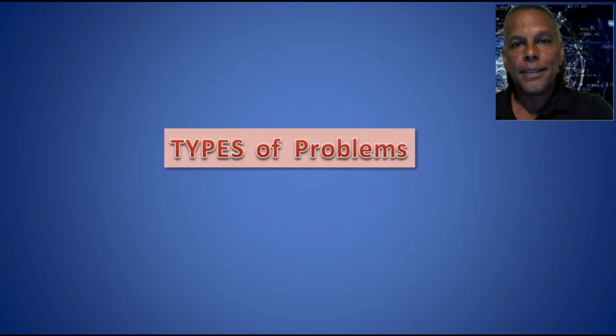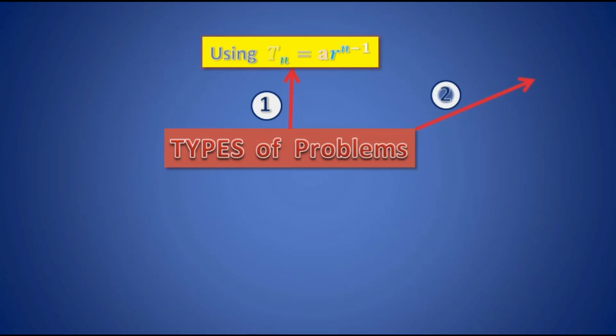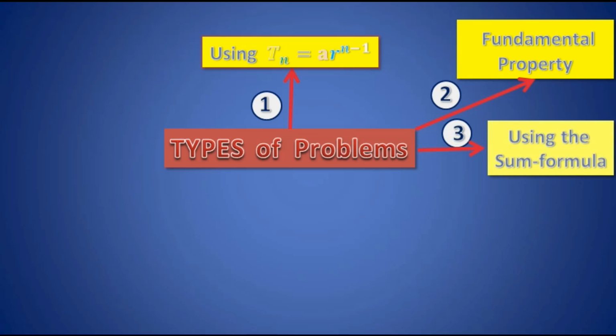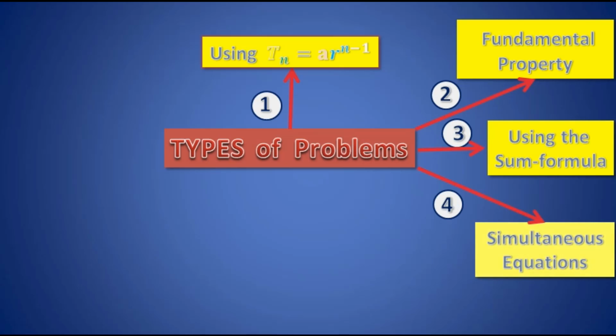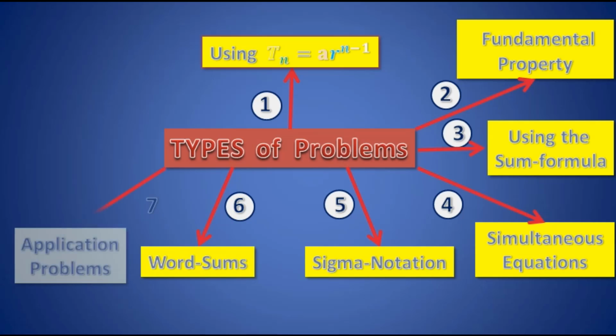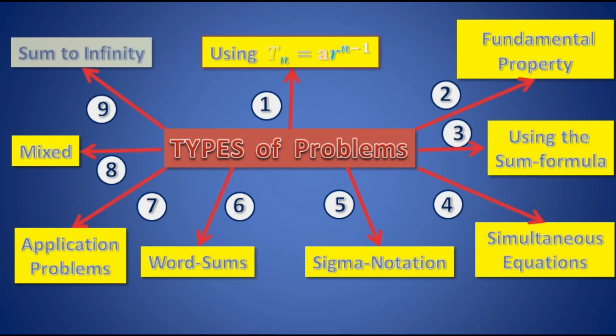95% of problems that you'll encounter for GPs each fall into one of 9 categories. In the next few lessons, we will look at these in great detail. These categories are using the formula T sub n equals AR to the n minus 1, then using the fundamental property, using the sum formula, simultaneous equations, sigma notation, word sums, applications, mixed APs and GPs, and lastly, the sum to infinity.